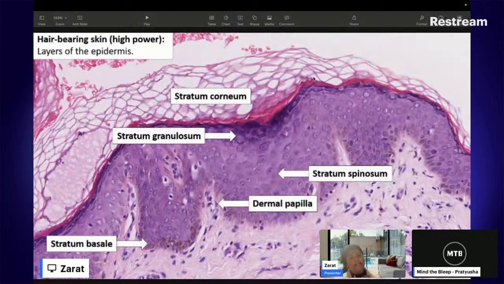And this process keeps happening. New cells rise up, they die, they form your keratin layer, which forms the protective barrier, and this continuously repeats itself. So that's the epidermis.